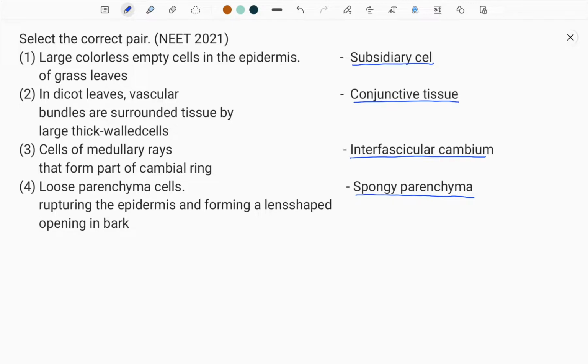Subsidiary cells are found in stoma. What is stoma? Stoma is the aerial openings present in aerial living parts of the plant. Aerial living parts of the plant contain openings called stoma. In this stoma, they have the guard cells. These are called the guard cells. Generally, two guard cells are present per one stoma.